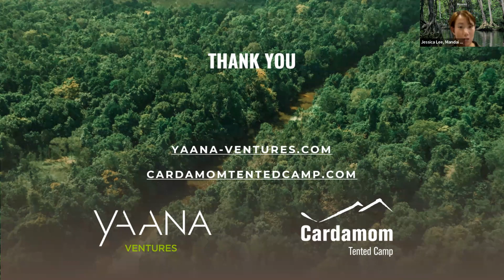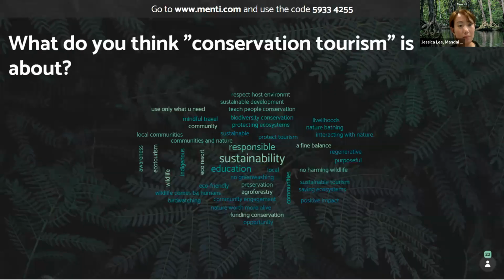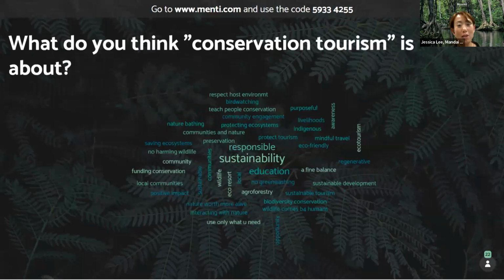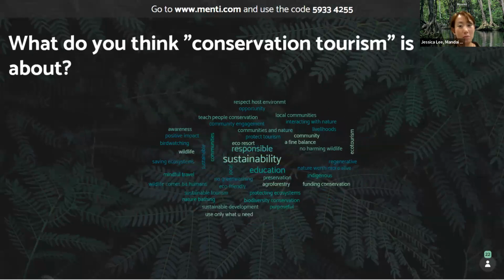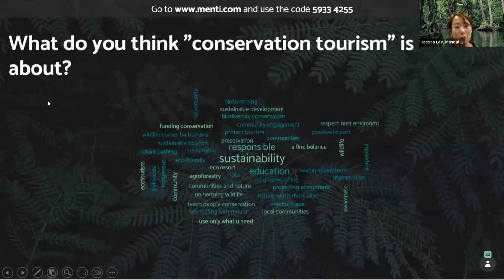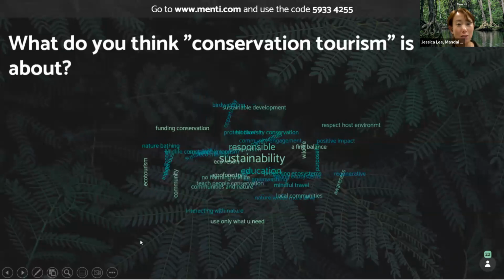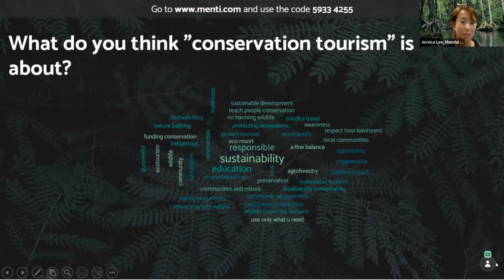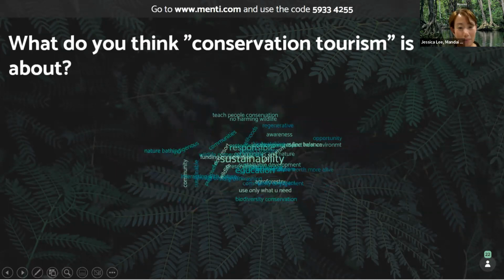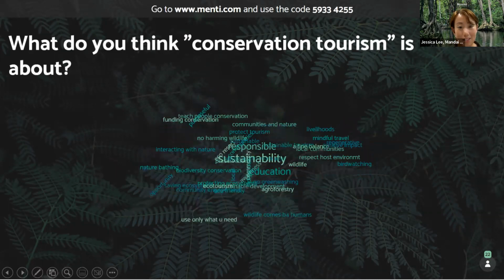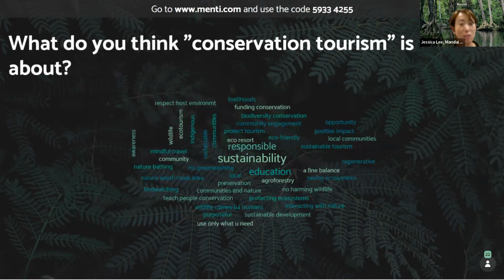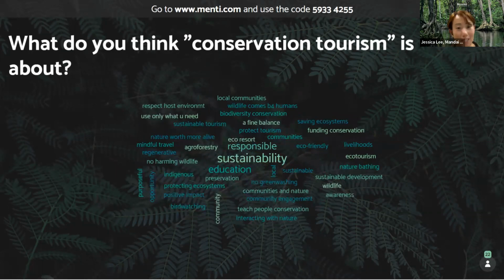Before we open the Q&A session, I thought it would be good if we deep dive into the word cloud. If you recall, prior to the start of the webinar, we got all of you to put in your thoughts on what conservation tourism is about. I did say if it's something new to you, because this is an area you'd like to explore, to just put an activity you think is associated with conservation tourism. And these are the results. I can see keywords like responsible, sustainability, and education popping up the biggest.